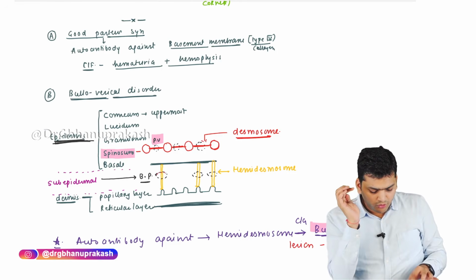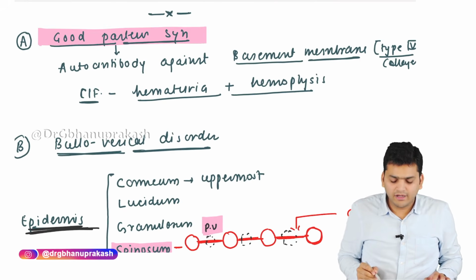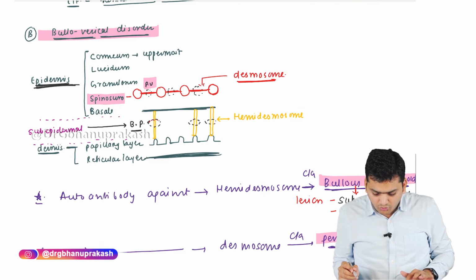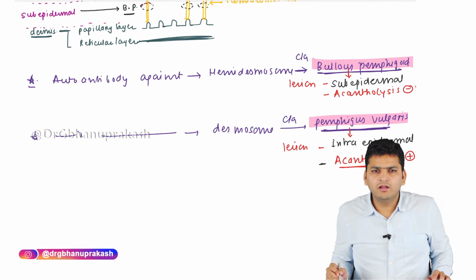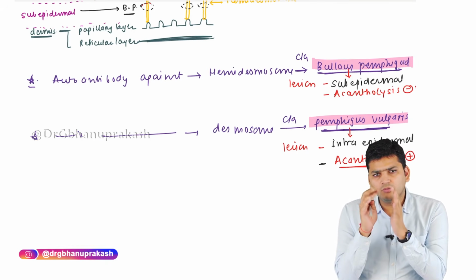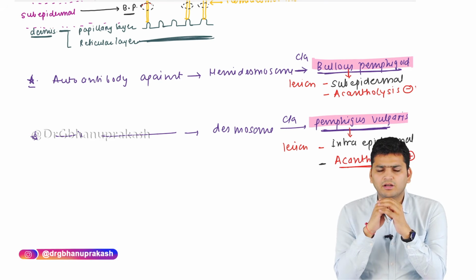When it comes to the autoimmune disorders of the collagen, we have discussed the Goodpasture syndrome. Then we have discussed the bullovesical disorders. In the bullovesical, we have discussed two, that is the bullous pemphigoid and the pemphigus vulgaris. So these are the points to be remembered when it comes to the autoimmune disorders of the collagen.